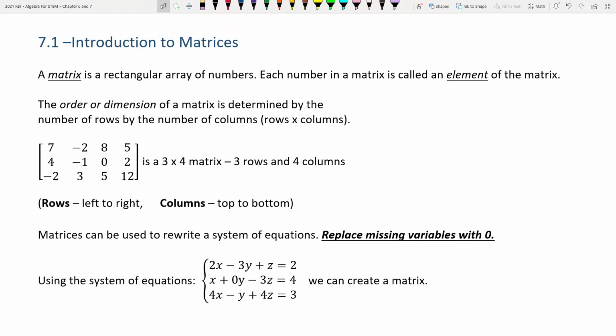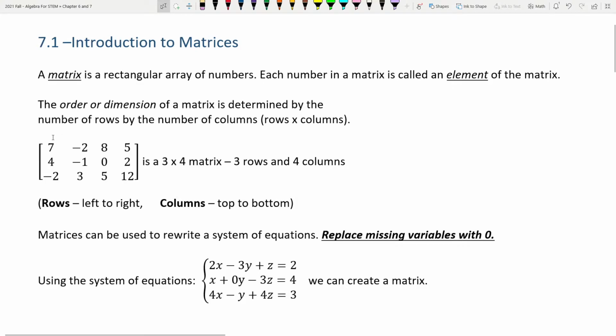The order or dimension of a matrix is the number of rows by the number of columns, so it contains two numbers. So, for instance, we have a matrix which is a 3 by 4 matrix. It has 3 rows and 4 columns. So the dimension of this matrix is 3 by 4.